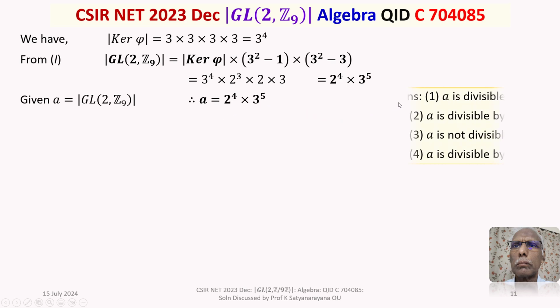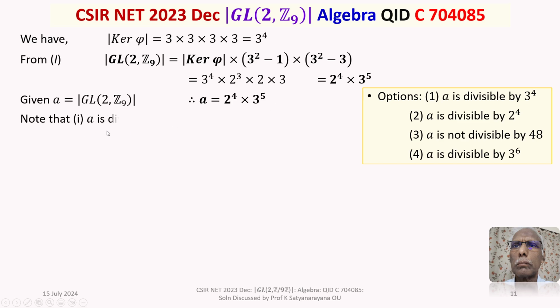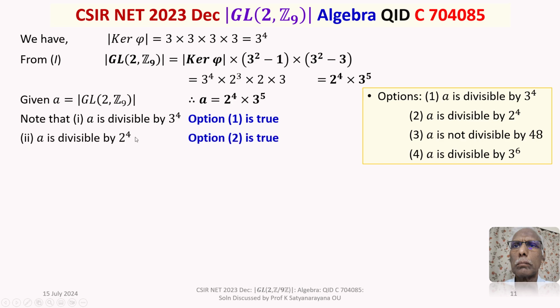Let us recall our options. Now let's see option 1. A is divisible by 3 power 4. Yes. A is divisible by 3 power 4 because 3 power 5 is here. So option 1 is true. Look at option 2. A is divisible by 2 power 4. Yes, it has 2 power 4. So A is divisible by 2 power 4. Option 2 is true. Right.